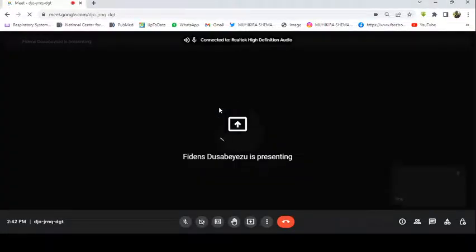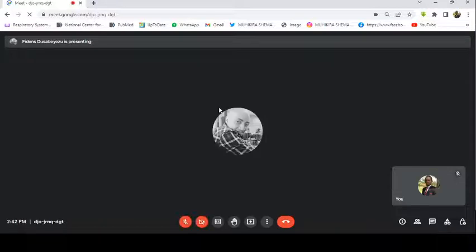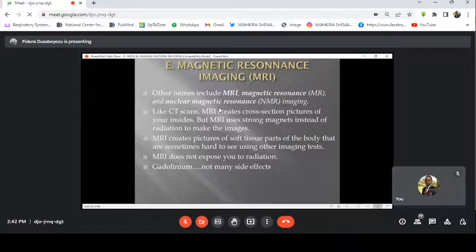Any question before I go to MRI? About that. It's normally called magnetic resonance imaging. So it's MRI. Like CT scan, MRI is a cross-sectional imaging. But MRI uses a strong magnet instead of radiation. Okay, that's very important. Right? For ionizing radiation, MRI is safe. And MRI creates pictures, it's better in the monitoring of disease.